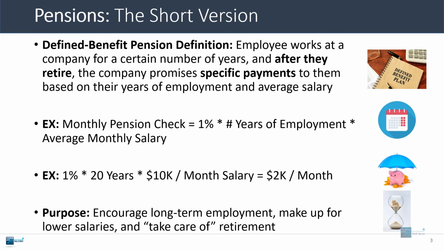Now, the purpose of a defined benefit pension is to encourage long-term employment, to get employees to stay at their companies for longer and to commit. Sometimes pensions can make up for lower salaries, so maybe a company can't be competitive with salaries in the current market, but it can offer higher pensions than other companies. Also, pensions are ostensibly to take care of retirement for employees, although as we know, terms can change, conditions can change, and so sometimes this last part ends up not being quite true.